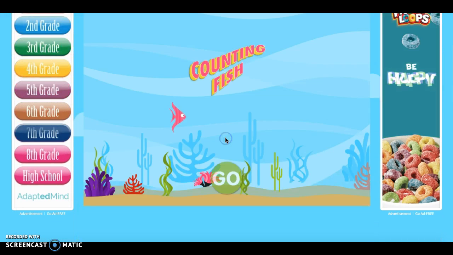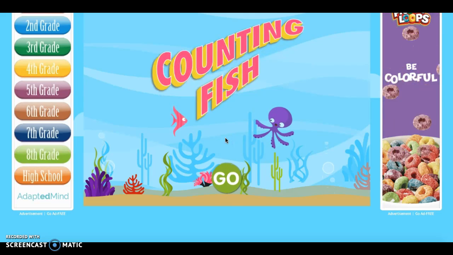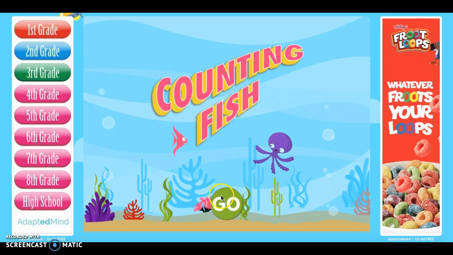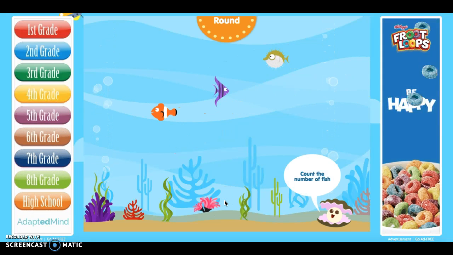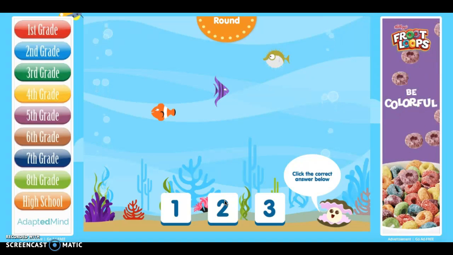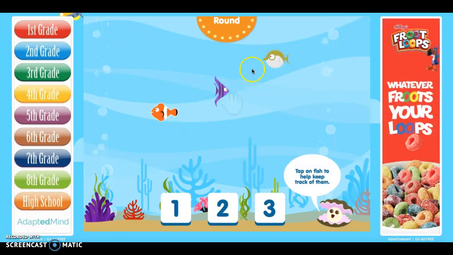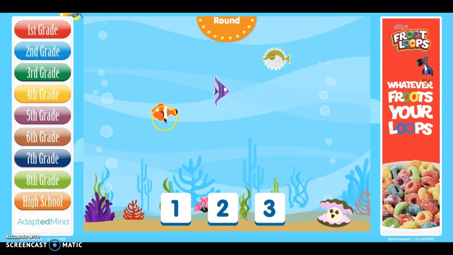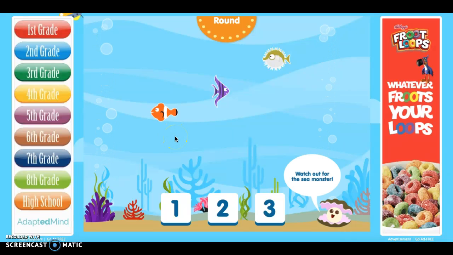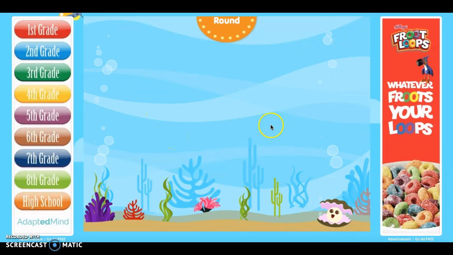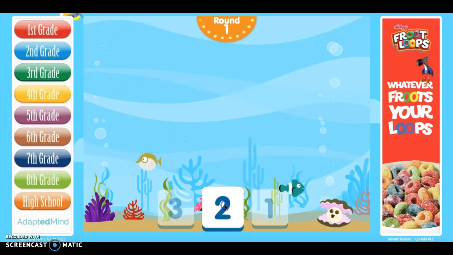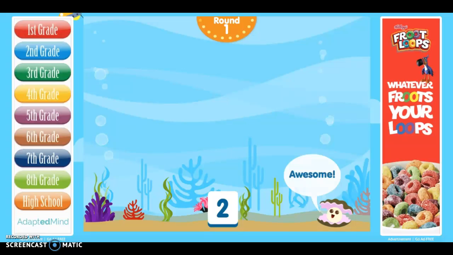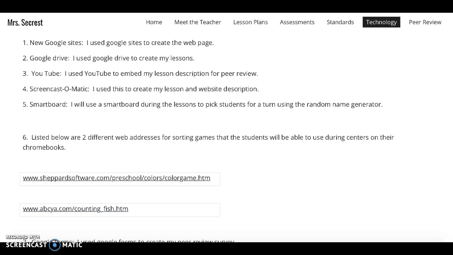So this game has one. I'll play for just a second. Count the number of fish and click the correct answer below. So the students tap on fish to help keep track of them. Watch out for the sea monster. Using the one-to-one correspondence. So as you can see, 1, 2. Awesome. Through that. So I will move on back to the page.